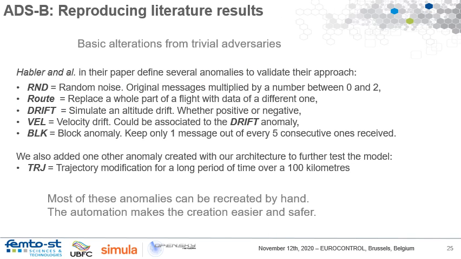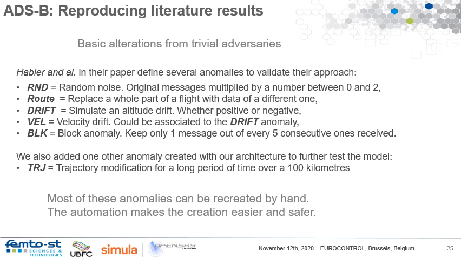So Habler and al. in their paper define several anomalies to validate their approach. These alterations are very basic, and they could be from trivial adversaries. So they include random noise, which multiplies the messages by a number between 0 and 2; the route, which replaces a whole part of a flight with data of a completely different flight; the drift, to simulate an altitude drift, whether positive or negative; the velocity, which is the same but a velocity drift; and the block anomaly, which is to delete some messages in the flight.